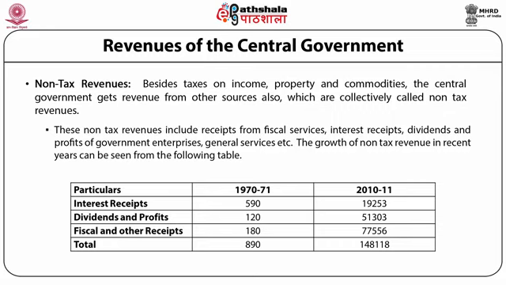Interest receipts comprise interest on loans to the states and union territories, interest payable by railways and postal services, and other interest payments. Profits and dividends relate to profits of RBI, profits of nationalized banks, LIC, etc. Fiscal services include the revenue received by the central government from currency, coinage, mint, etc.